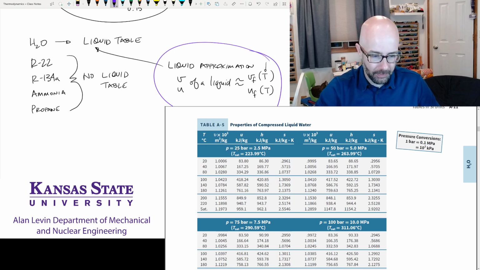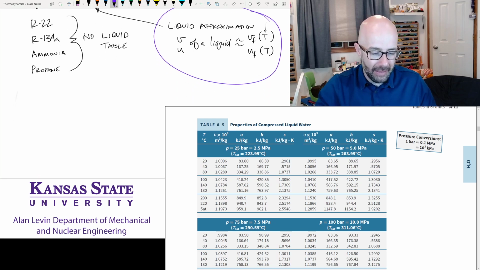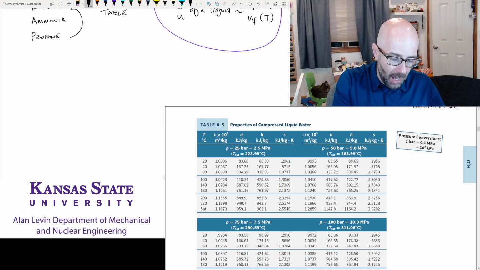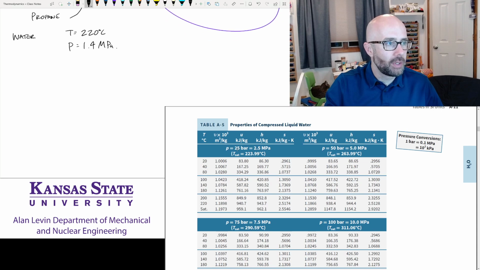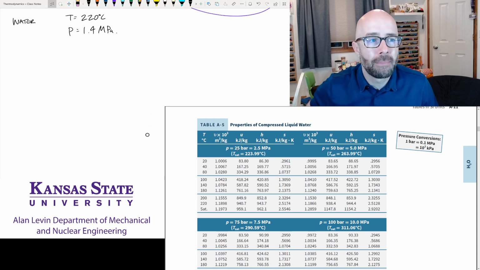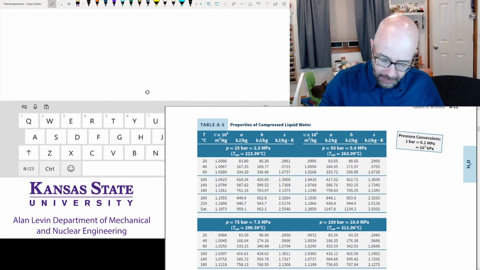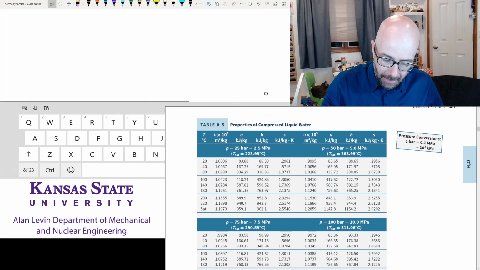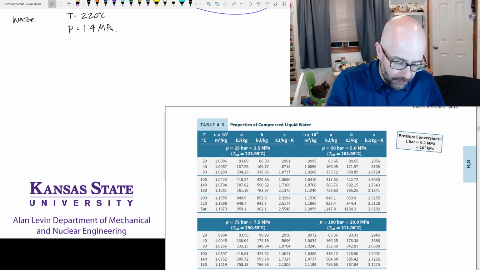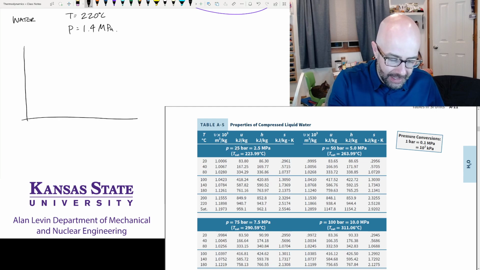Okay, next thing I want to talk to you about. Let's pretend we have water again, and the temperature is equal to 220 degrees Celsius and the pressure is equal to 1.4 megapascals. We're going to do the same things we've been doing so far. We want to figure out if it's a liquid, a vapor, or a liquid-vapor mixture.